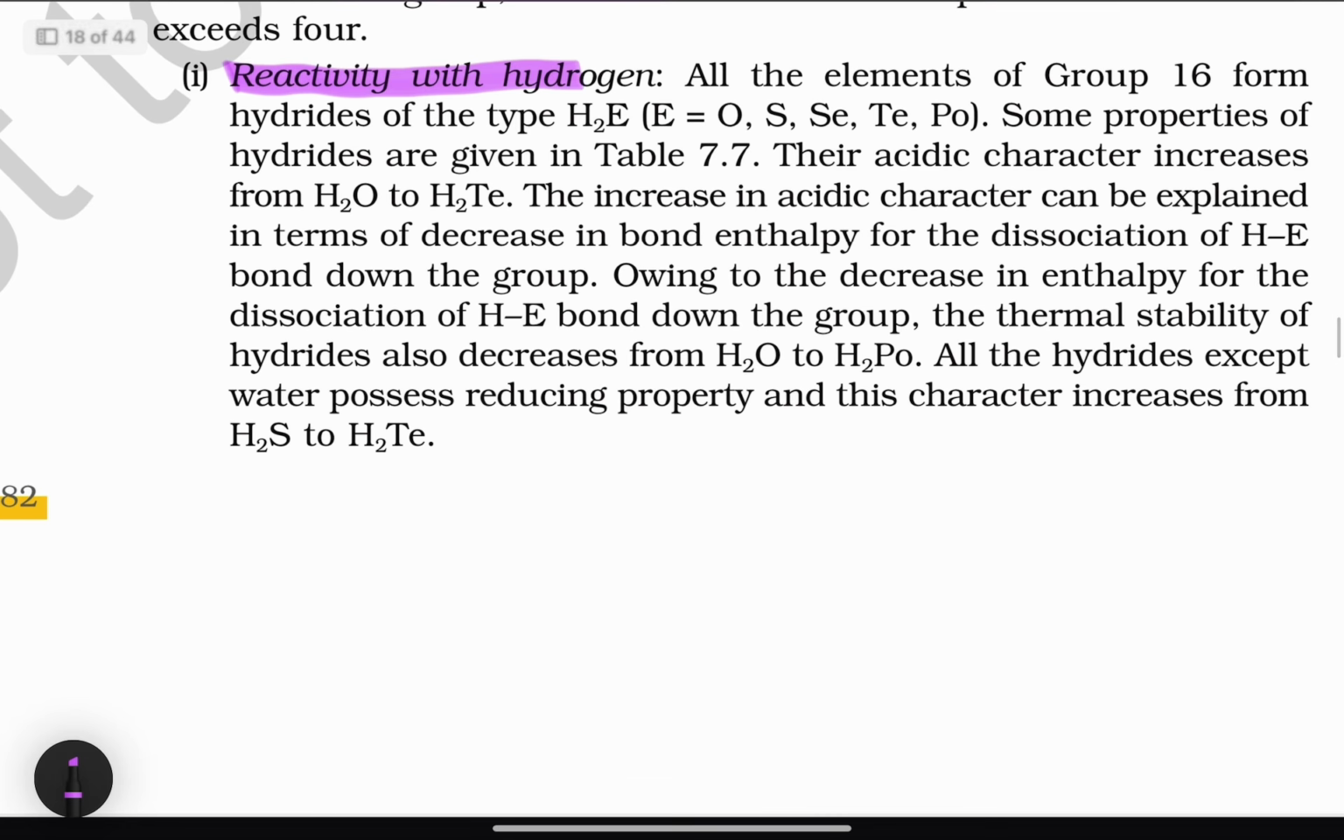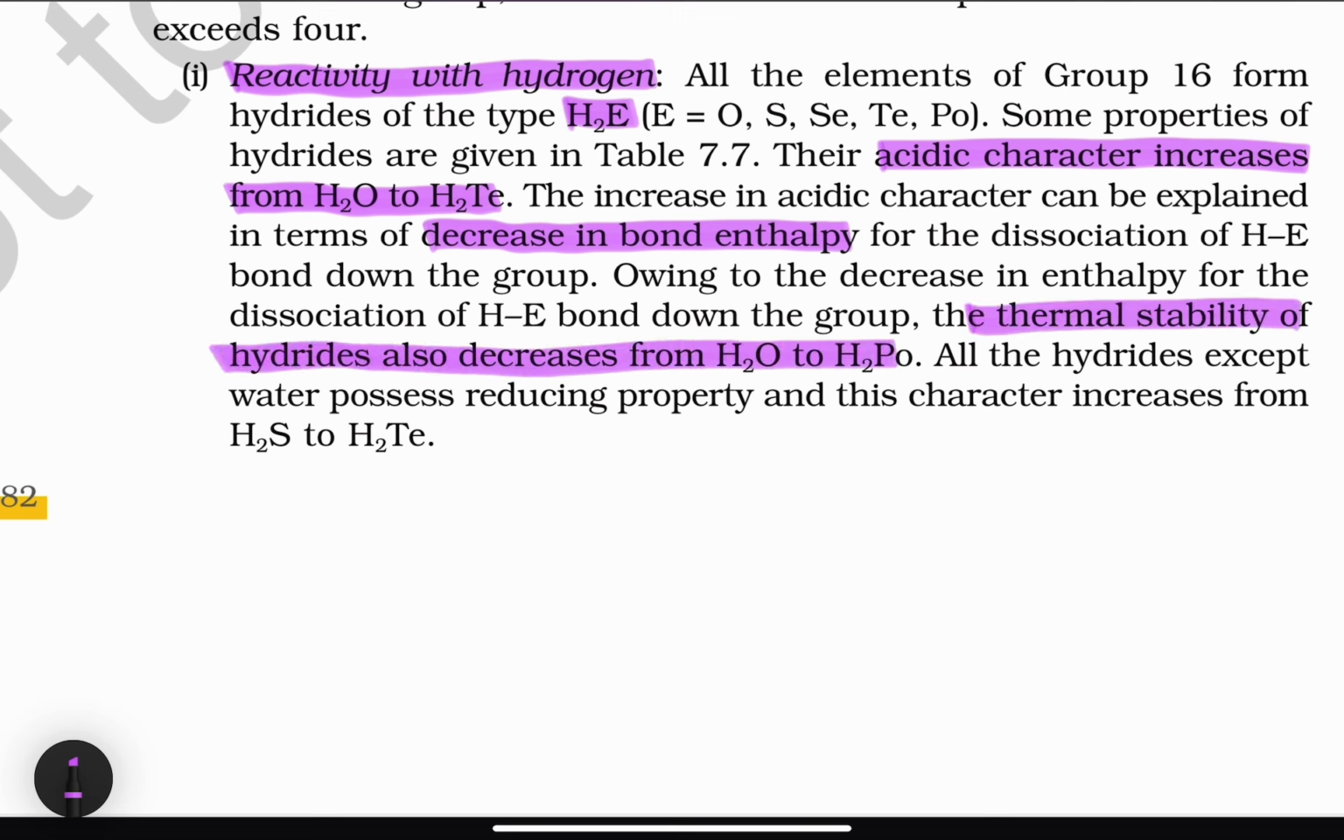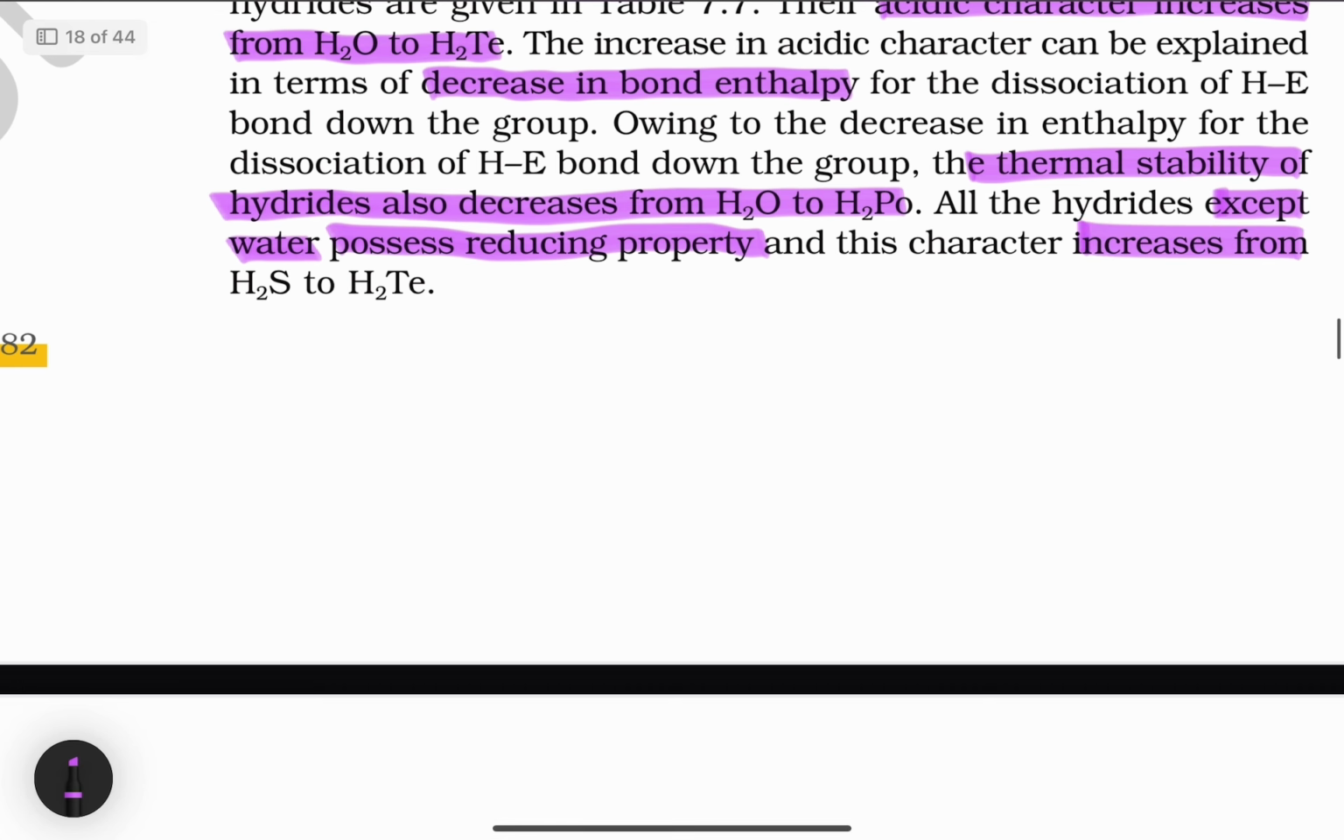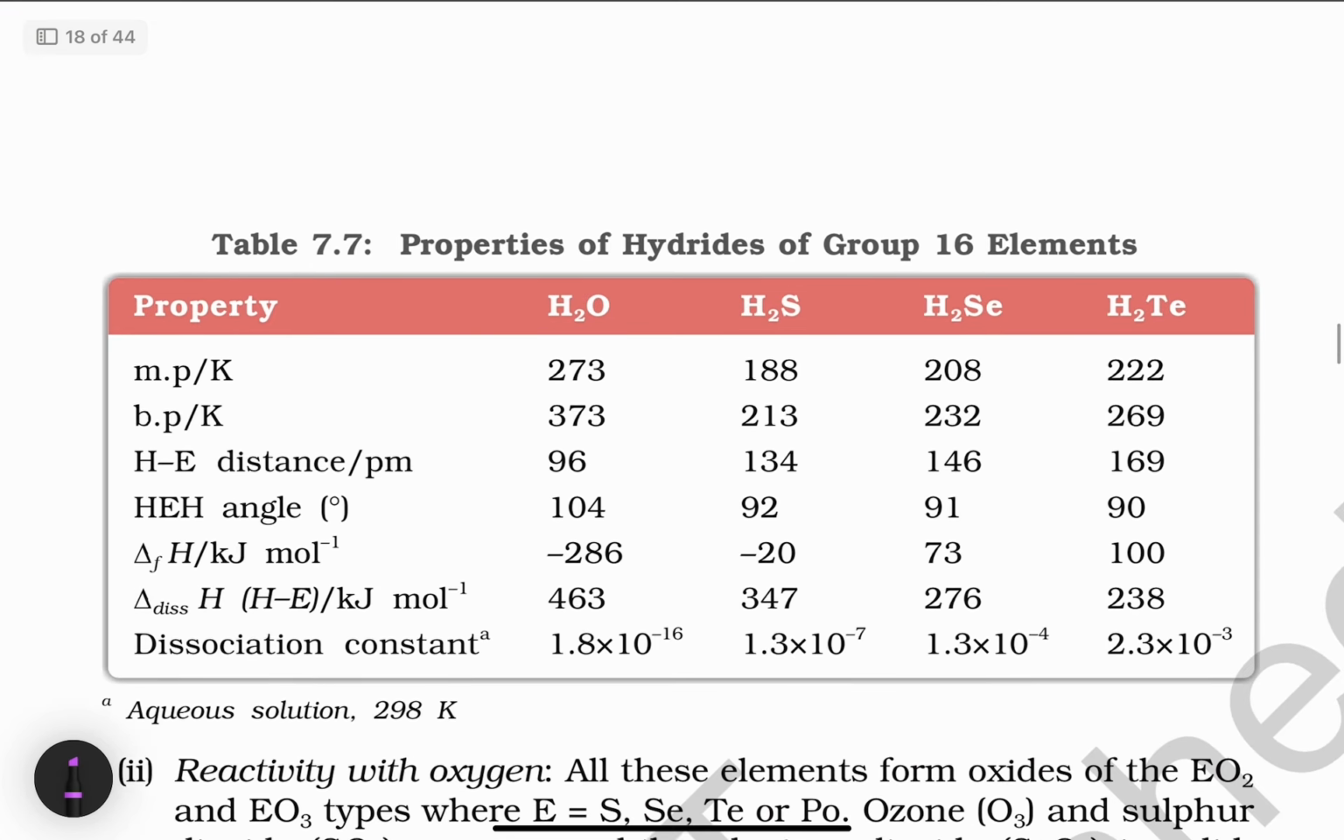Coming to reactivity with hydrogen, all the elements of group 16 form H2E type hydrides, like H2O, H2S, H2Se, H2Te. The acidic character increases from H2O to H2Te, which can be explained by the decrease in bond enthalpy. Thermal stability of hydrides also decreases from H2O to H2Po. All the hydrides except water possess reducing property. Water is not a reducing agent, and this character increases from H2S to H2Te.